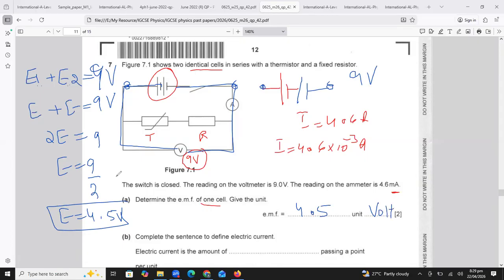Volt is a unit of EMF, volt is a unit of voltage, and volt is a unit of potential difference as well. Alright, students, did you understand this question, everyone? Okay, excellent. Now I'm going to clear the screen and move towards the next part.